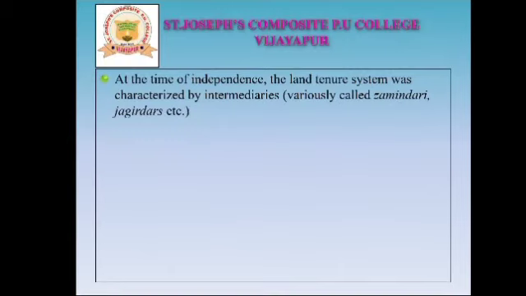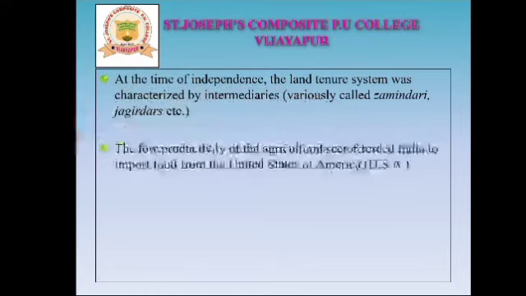At the time of independence, the land tenure system was characterized by intermediaries, called the zamindari system, as we know, and the low productivity of the agriculture sector. This forced India to import food from America, the United States of America. Due to the zamindar system, productivity was very low, and this created a shortage of food grains. As a result, we needed to import food grains from another country, America.